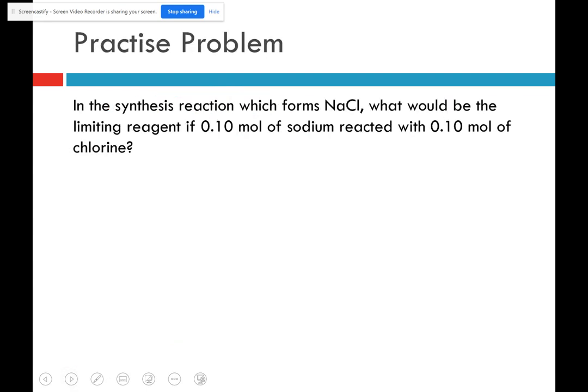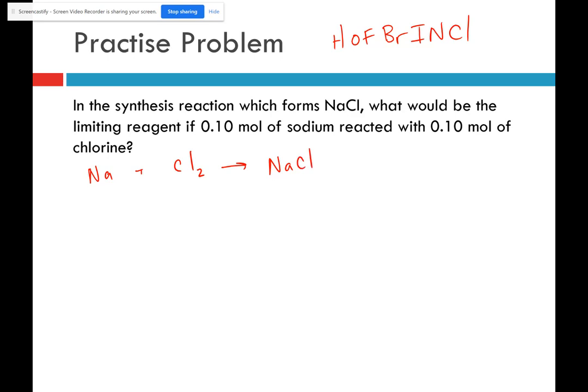Let's try another one. It says, in the synthesis reaction which forms sodium chloride, what would be the limiting reagent if 0.1 moles of sodium reacted with 0.1 moles of chlorine? Well, the synthesis of sodium chloride would be sodium plus chlorine. And again, chlorine is going to be Cl2 because it's one of our HOFBrINCl gases, if you remember from Unit 1. It's going to make sodium chloride.